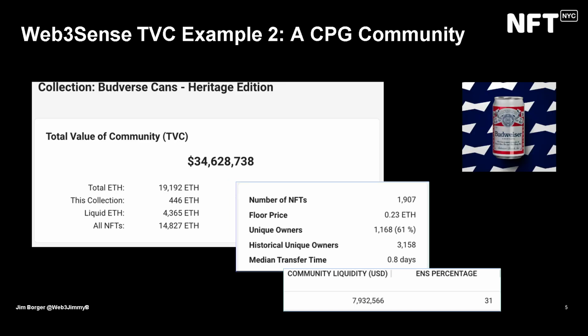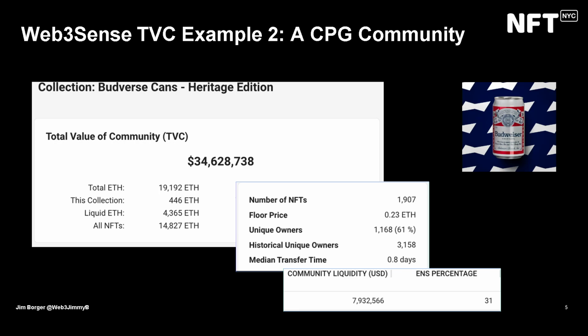So here we'll look at Bud versus Heritage cans, right? Totally different type of collection. There's a CPG activation that dropped in November of 21, so obviously that was kind of the peak of the market. But you see the TVC here is upwards of 37 million. That's actually $42 million today. All right, it's a pretty big number.